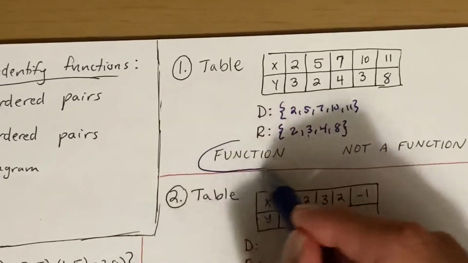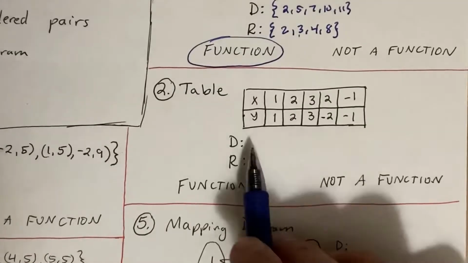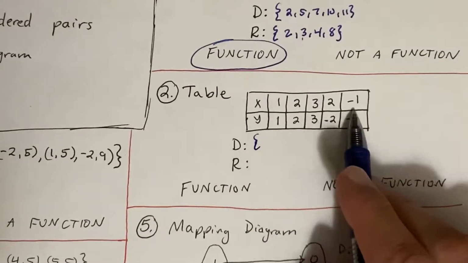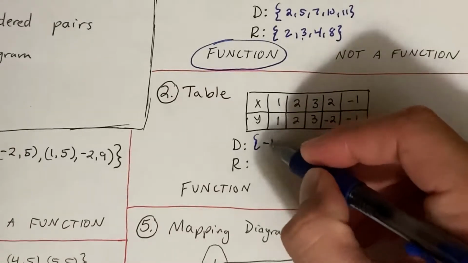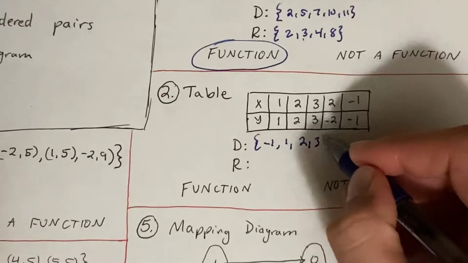So this would be a function. Okay, let's look at number 2. Once again, write down our domain: 1, 2, 3, 2, -1. So I need to start with -1, then 1. I only have to write 1, 2, and then 3.